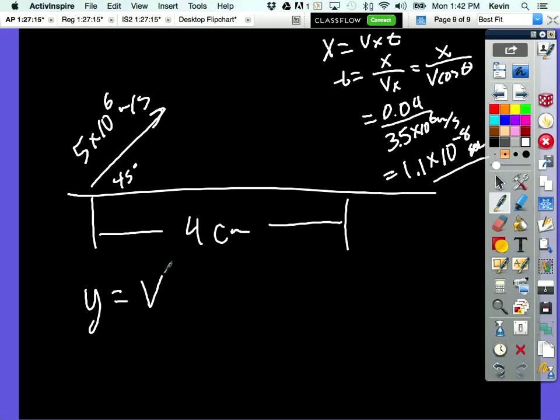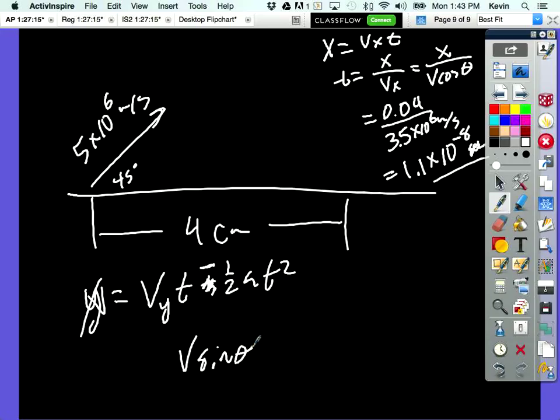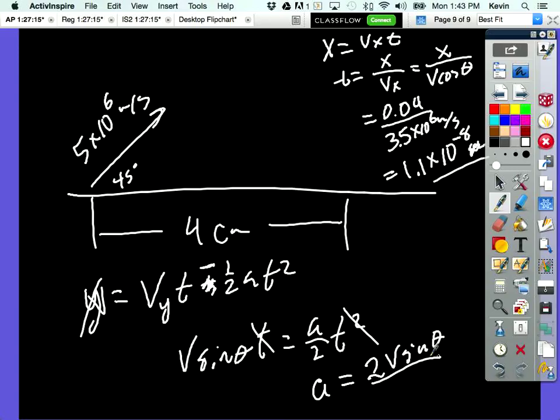y equals vy t plus 1/2 a t squared, right? We can just do this. And we know that y is 0, because it lands where it stops. Also, we can say this is negative, because the velocity is up and the acceleration is down. And vy is going to be v sine theta. So v sine theta t is equal to a over 2 t squared. That t cancels with that t, and we get a is equal to 2 v sine theta over t.